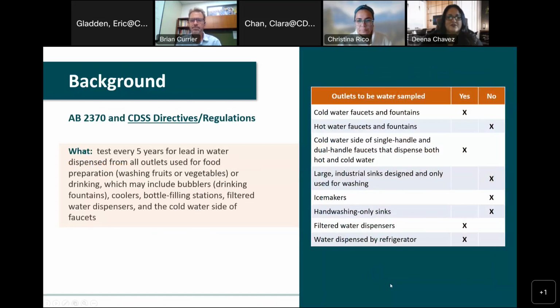What is required? Childcare centers must test every 5 years for lead in water dispensed from all outlets used for drinking and food preparation, which may include bubblers, drinking fountains, coolers, bottle filling stations, filtered water dispensers, including refrigerators, and the cold water side of faucets that dispense both hot and cold water. Hot water outlets should not be tested for drinking or food preparation, and therefore these outlets do not require the testing.